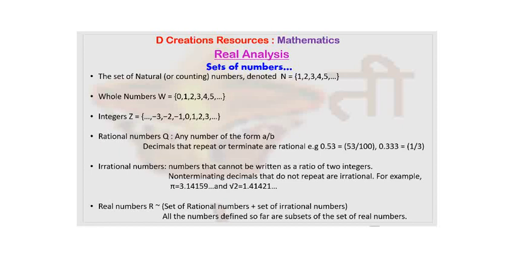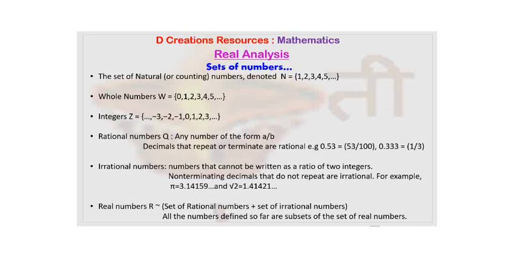So under that there are decimals that repeat. For example, the number 1 upon 3, the decimal form for that number is 0.333. You can see that 3 is repeating. Similarly, decimals that terminate. If you consider a number 0.53, basically the fractional form will be 53 upon 100. You can see that the decimals are terminating here. So both of them are examples of rational numbers.